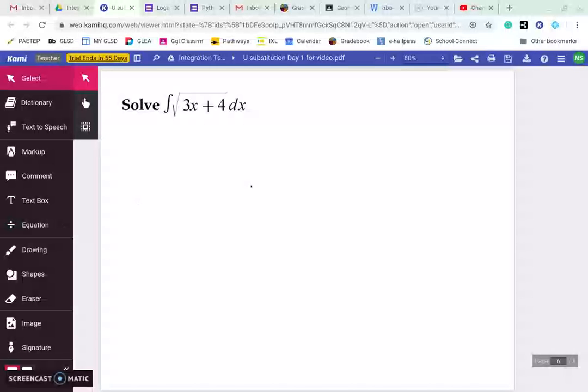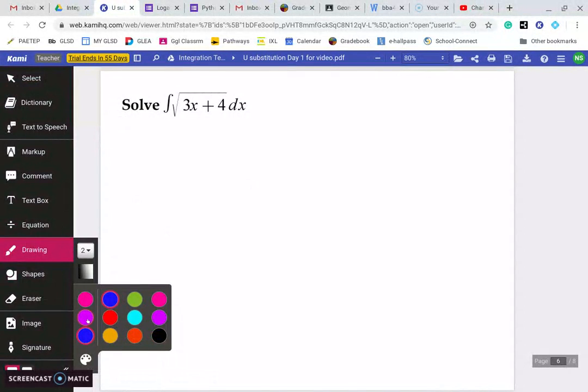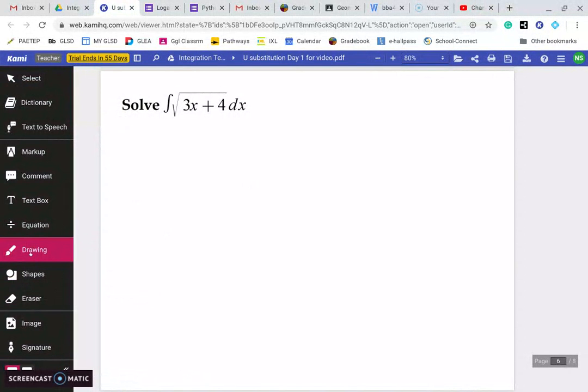So here are the last two problems. Let's see how you did. So again, the first thing you should do is figure out what u is going to be and use the inside. So u here would be 3x plus 4.